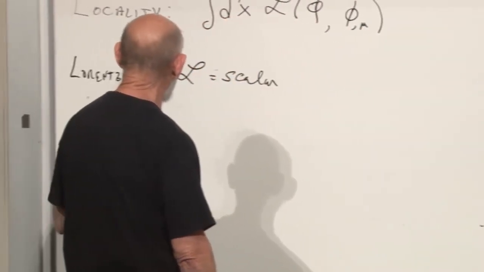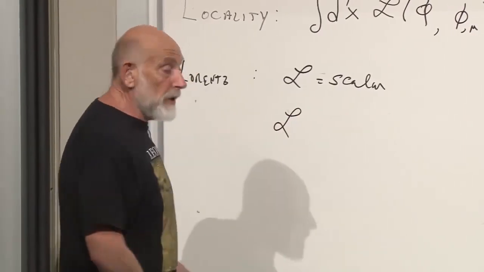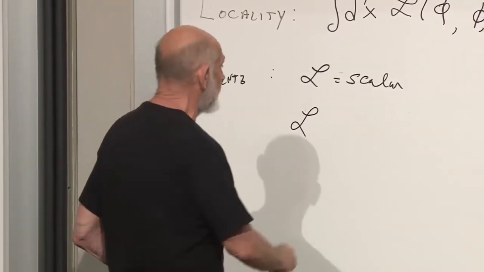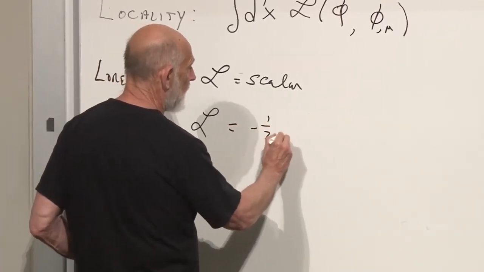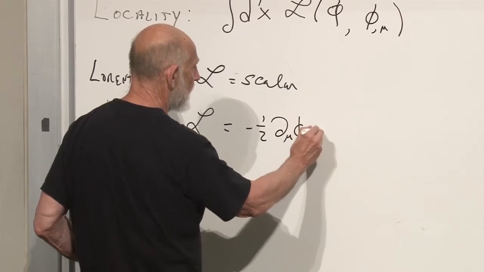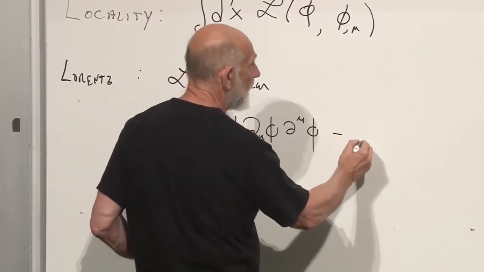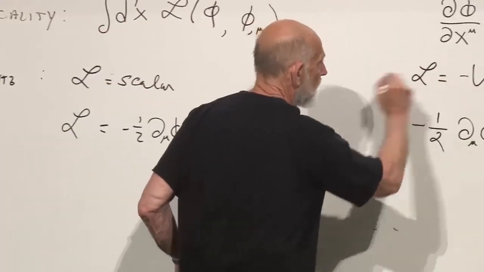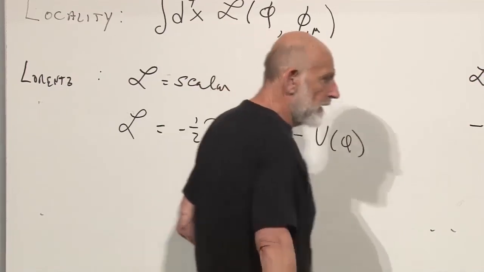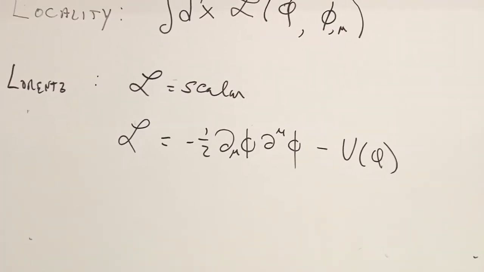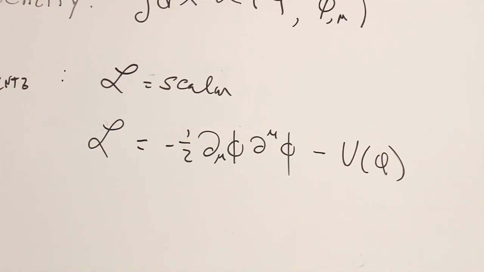So, Lagrangian for a simple scalar, this is not the only thing you could write. This is just a simple thing. The Lagrangian could be minus 1/2 d mu phi d mu phi, minus, oops, this should be a minus sign here, minus any U of phi. That's, as I said, not the most general thing you can write down. Many, many more things, but this is a simple Lagrangian.